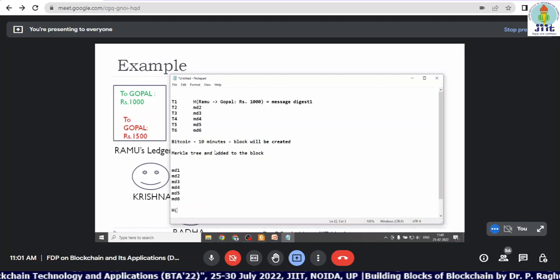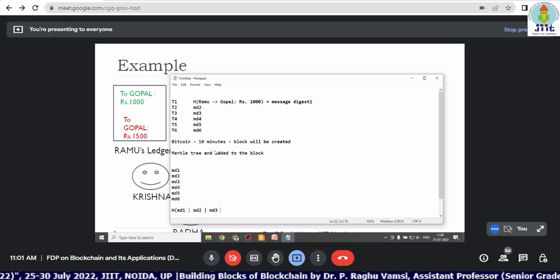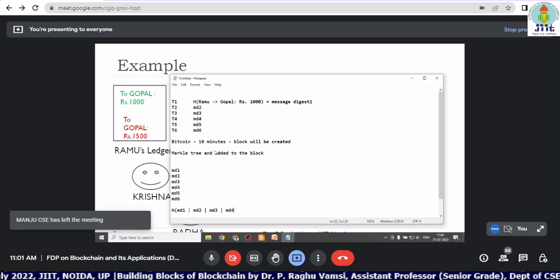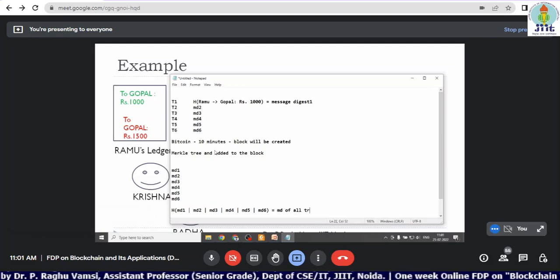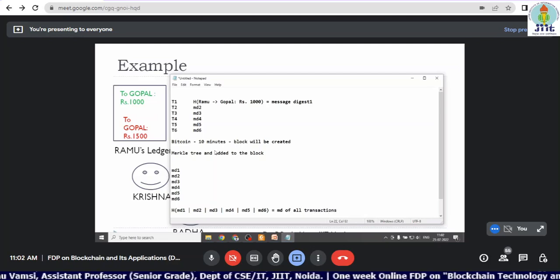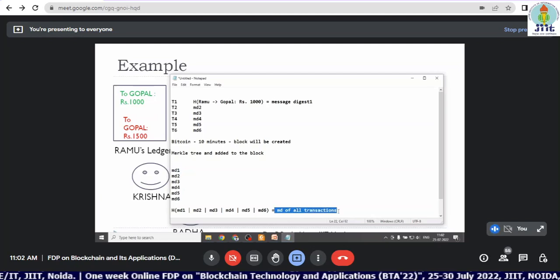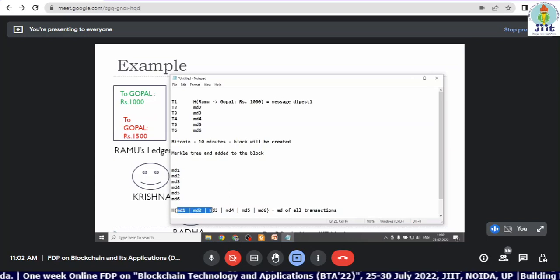Now, we combine the hashes of MD1, MD2, MD3, MD4, MD5, MD6. This is said to be the message digest of all transactions. Clear? Now, in a block, you will have message digest 1, that is the first transaction's MD, second transaction, third transaction, fourth transaction, fifth transaction, and the next transactions. All message digests of all transactions are put through the hash function.